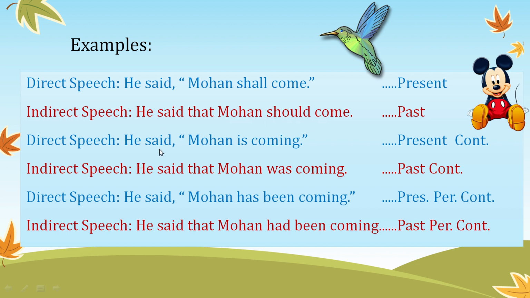Next, he said, Mohan is coming. It is present continuous. So we will change it into past continuous. He said that Mohan was coming. Next, he said, Mohan has been coming. It's in present perfect continuous tense. So we will change it into past perfect continuous tense. He said that Mohan had been coming.